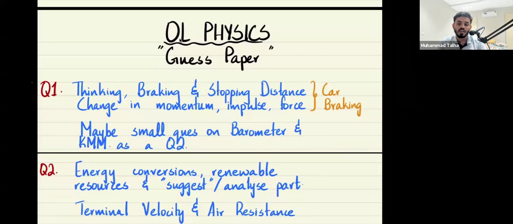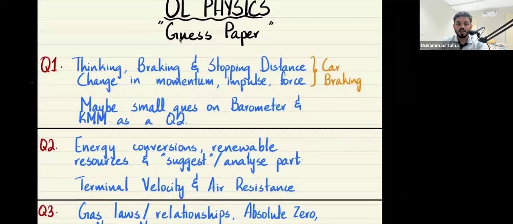And with a case, for example, where a vehicle is braking and coming to rest, there could also be related parts on momentum, impulse, and force, right? That's what I feel it could be. And maybe you could have a small question on barometer and the kinetic model of matter, maybe for 5 or 6 marks. But the first one, I do expect it to be a heavy question.